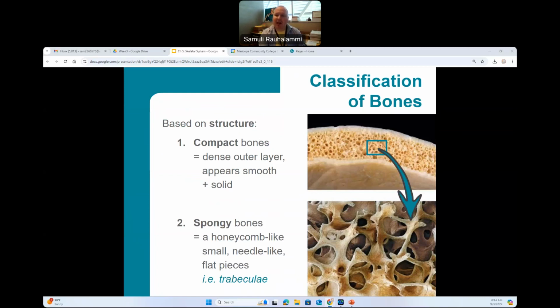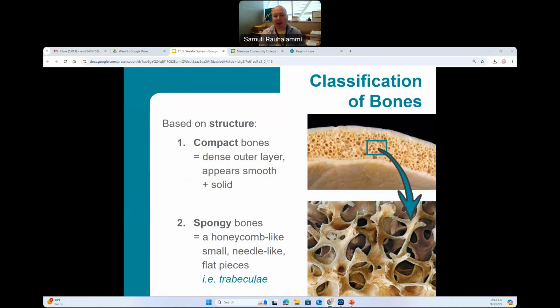Spongy bone instead is formed of microscopic small needle-like pieces and open spaces that are kind of intertwined. And spongy bone is often found inside of the bones. And one of the functions of spongy bone is that it still provides that structure while reducing the overall weight of the entire bone.